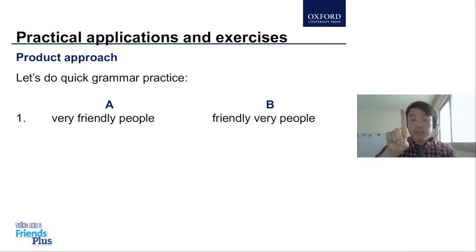So number one, everyone, is it A or B? Is it very friendly people or friendly very people? Which one is it? Is it A or B? Good, I'll give a few minutes. Excellent, very, very good. You can see that we still have this grammar practice that you can do with your students. And our answer is A.